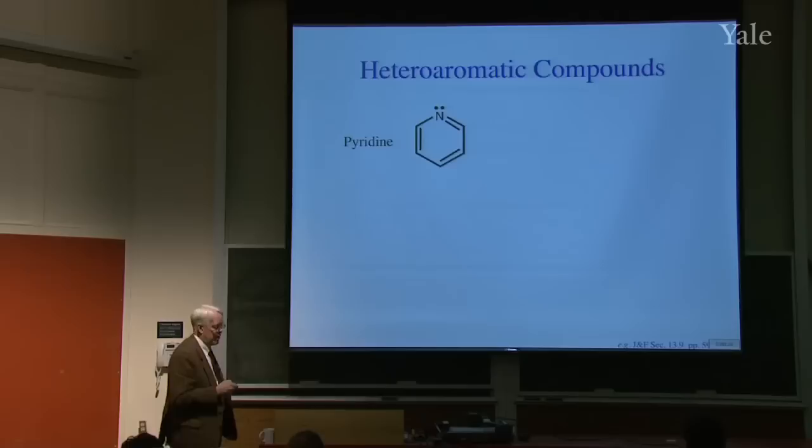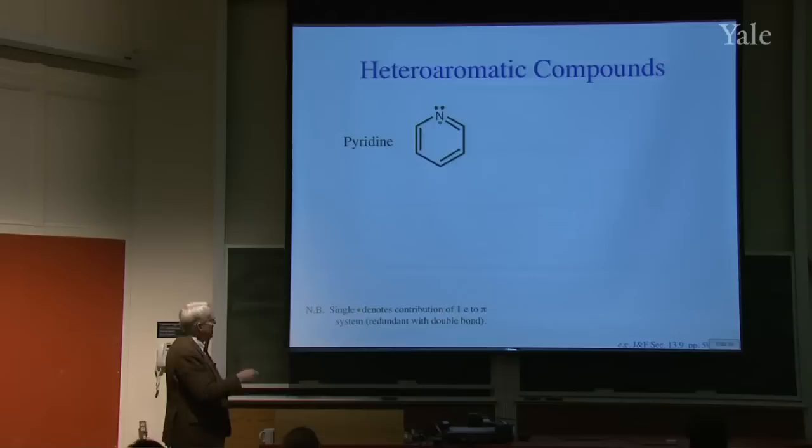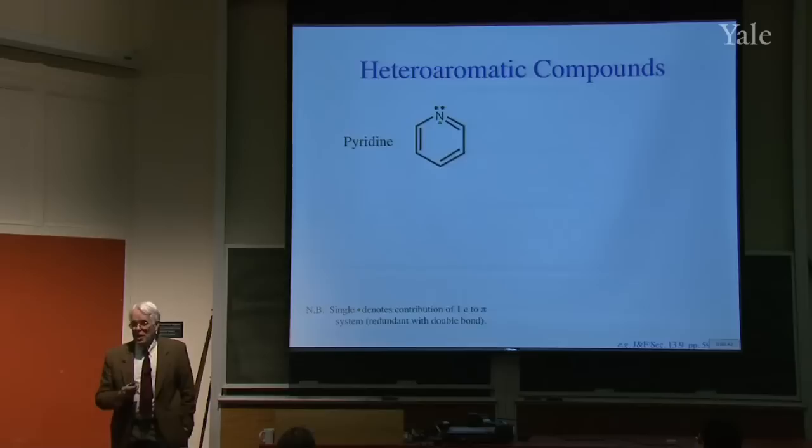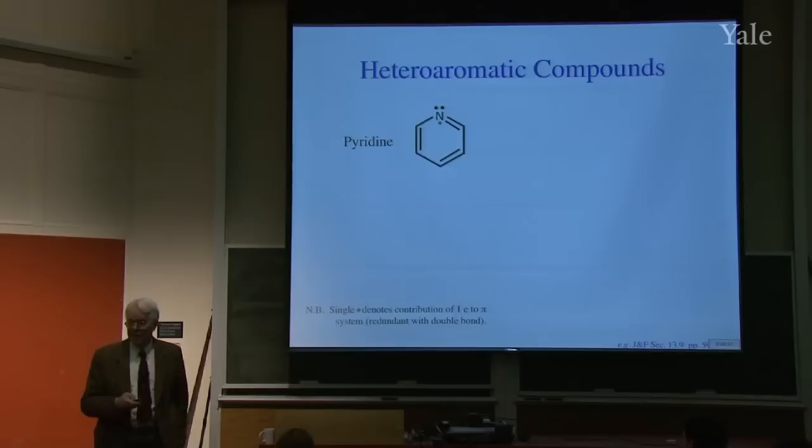That's, incidentally, this is redundant. I drew a double bond here. I'm also counting that electron, but it's actually participating in that double bond, but I'm just showing it there so that we can keep track of what heteroatoms are doing. So there's a p electron from each of the five carbons, a p electron from nitrogen, six pi electrons, 4n plus 2, where n equals 1. That's stable, that's aromatic. Okay.